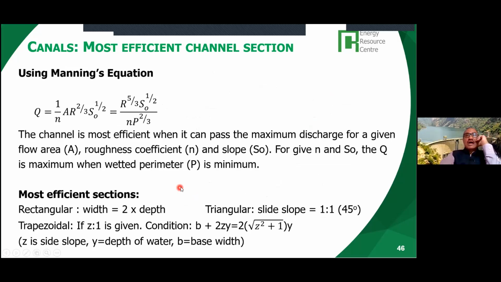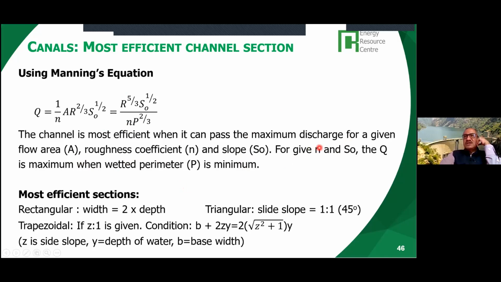Now you have to decide what is the most efficient channel section, the canal section. And this is again using the Manning's equation. When you say the most efficient section, what we mean is a channel which can pass the maximum discharge for a given flow area, roughness coefficient and slope.